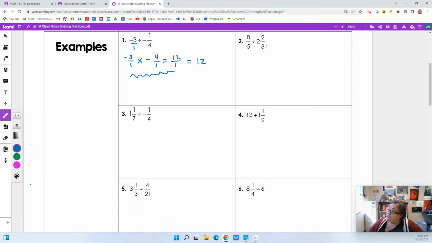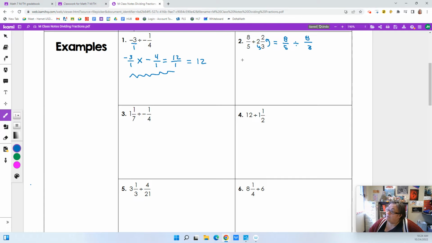So the first thing we need to do on this one is we have a mixed number. So we're going to rewrite this problem, right? We've got 8/5. That one's going to stay the same. Divided by, and we need to write this as an improper fraction. So we're going to go 2 times 3 is 6, plus 2 is 8. So we have 8/3.